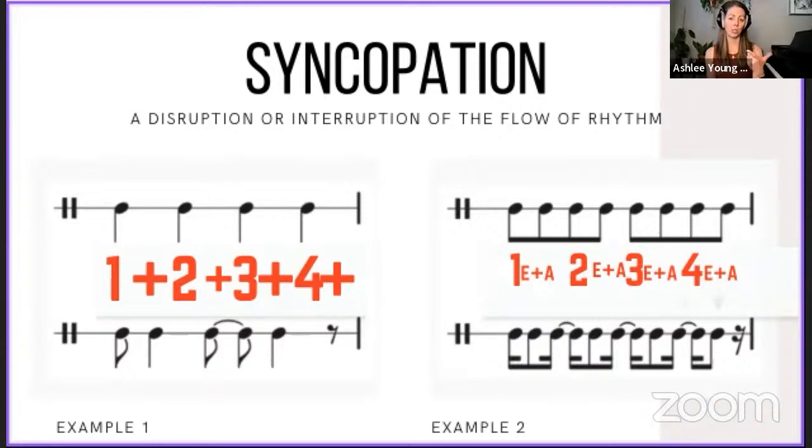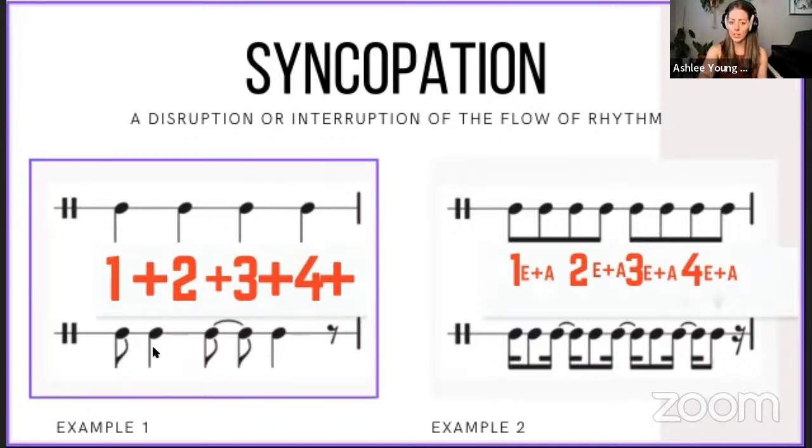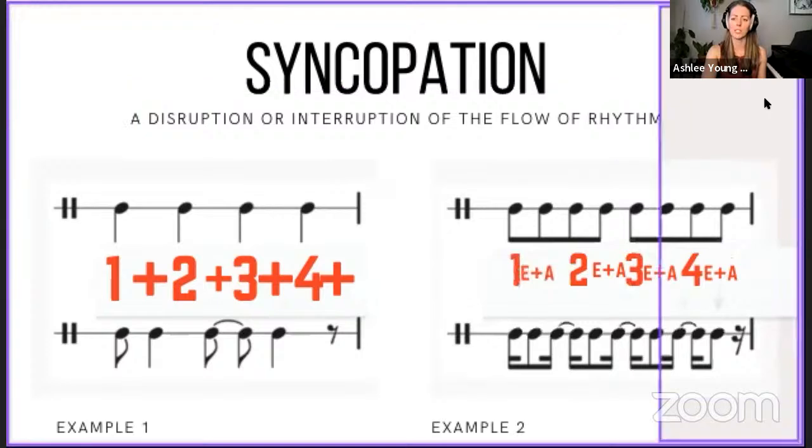When we have a disruption or interruption to that flow, so for example, when we have a longer valued note, like here in example 1, that comes in on the and, it disrupts that feeling. It makes the and feel like there's an accent on it, or makes the and feel like the stronger beat. And so that is an example of syncopation. And I have 2 examples here. This one on the right-hand side is a little bit terrifying. So we'll start with the one on the left-hand side.